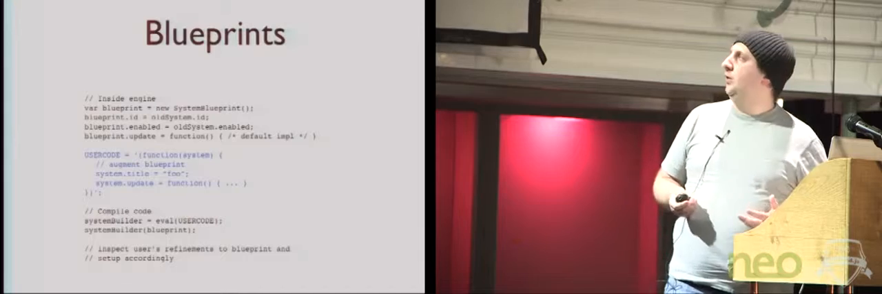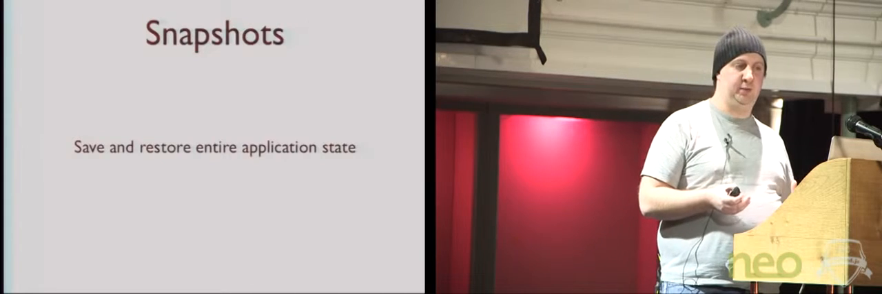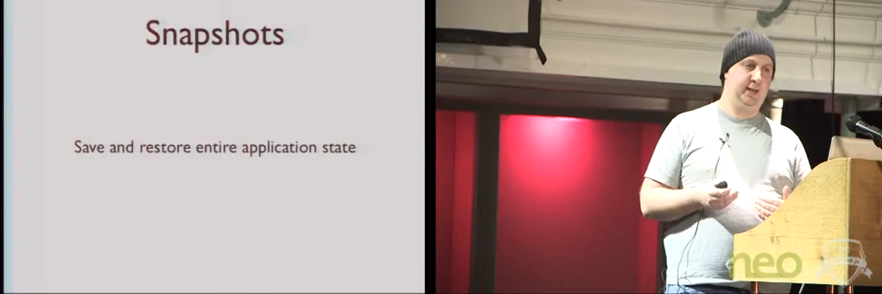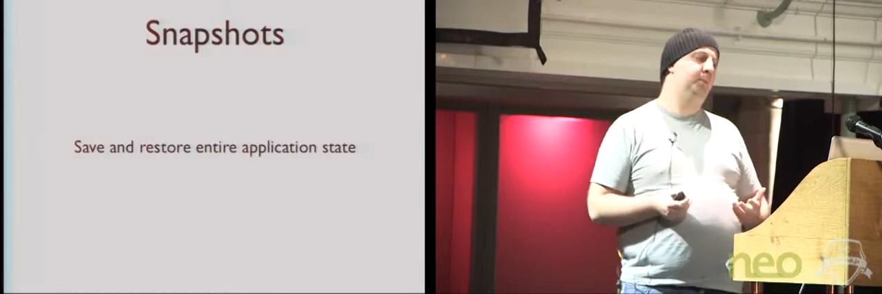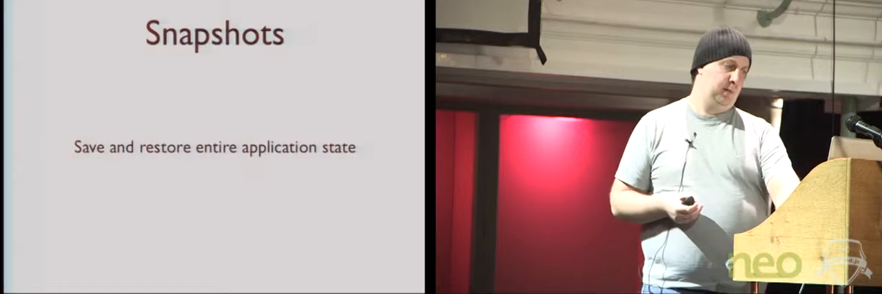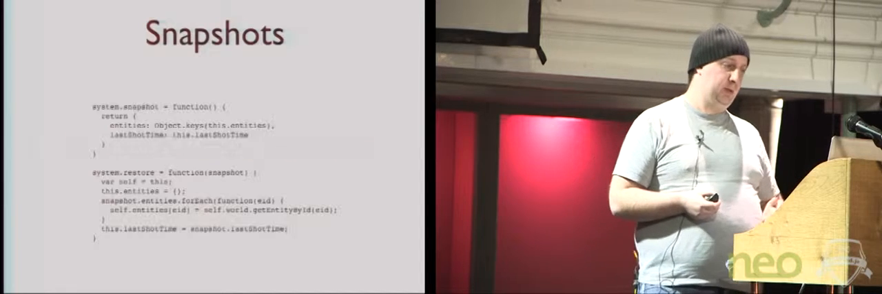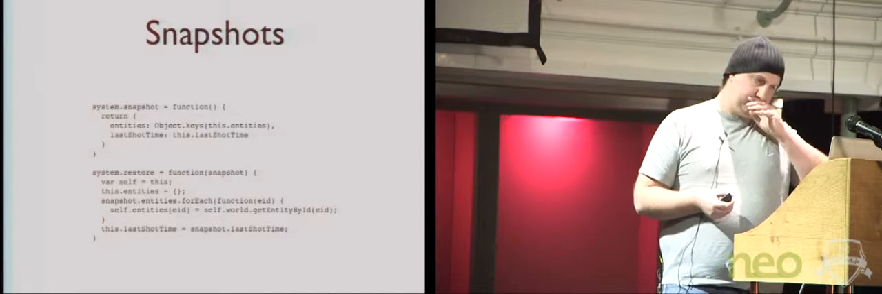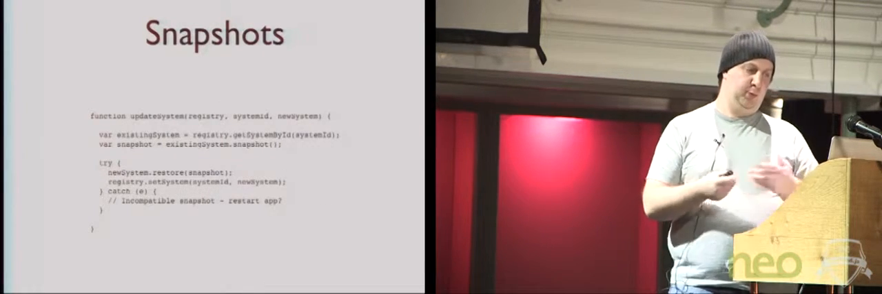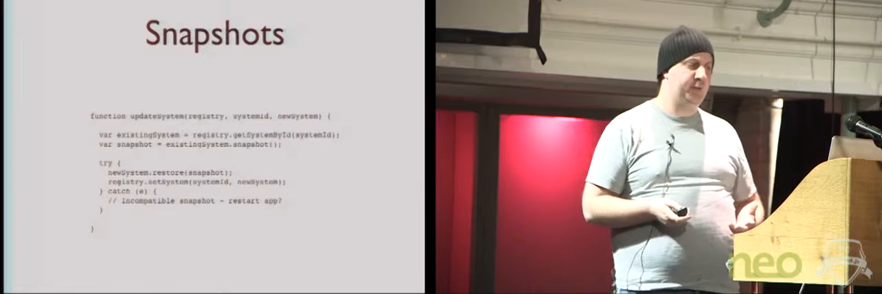The final technique that's useful is something like snapshots. This is when you take a full snapshot of an individual system, and then you reevaluate your user code, and then you pass the snapshot back in to tell this object to repopulate itself based on the way it was before. So it's very simple. You give your system a method to return a snapshot and one to apply it. Then in the update routine, we just take that snapshot and put it back in. And then we throw an exception if what we've done is incompatible with the old version, in which case it'll probably be necessary to restart the app.